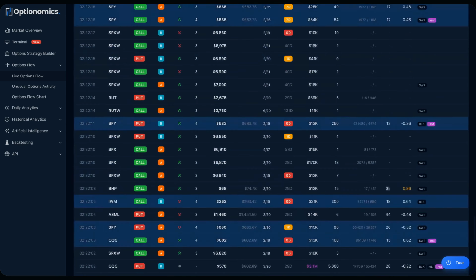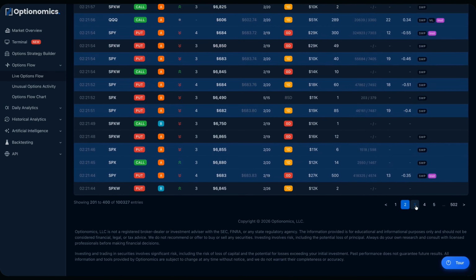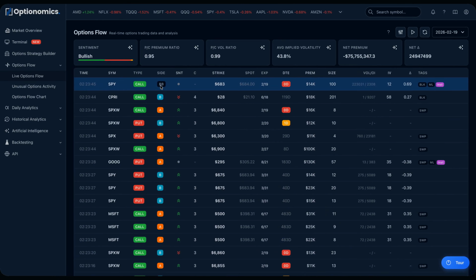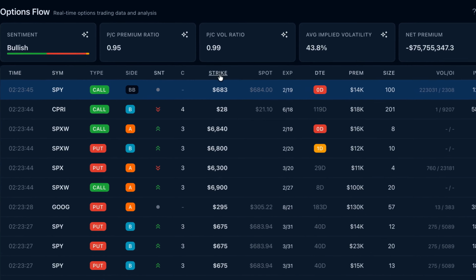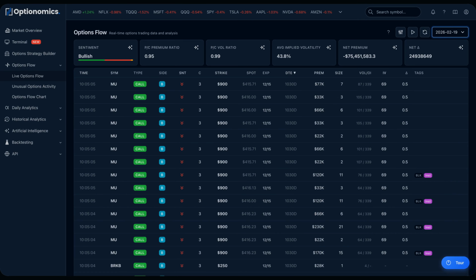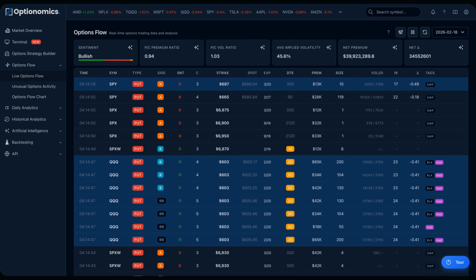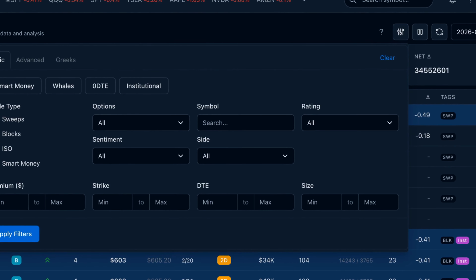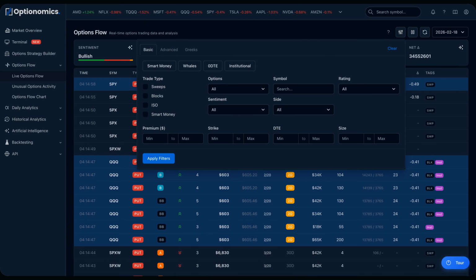If there are trades that can't fit in one page, you can go to the next page by following these links. You can also sort these columns just by clicking the column titles. If you want to go to a previous date, you can click the date selector and select the previous date. You can also filter your options flow trades by using this filter option. By using these filter options, you can narrow down the data.